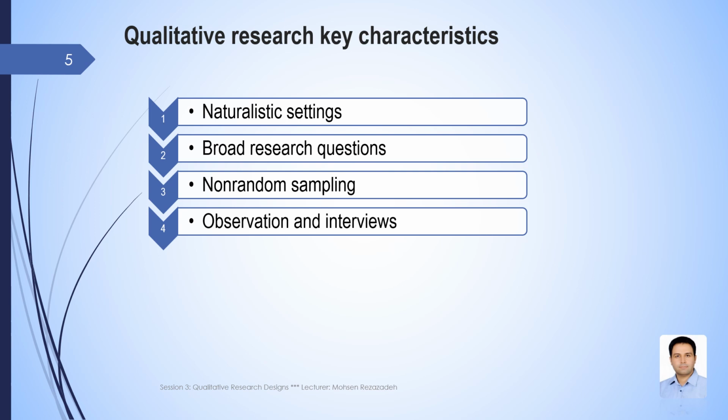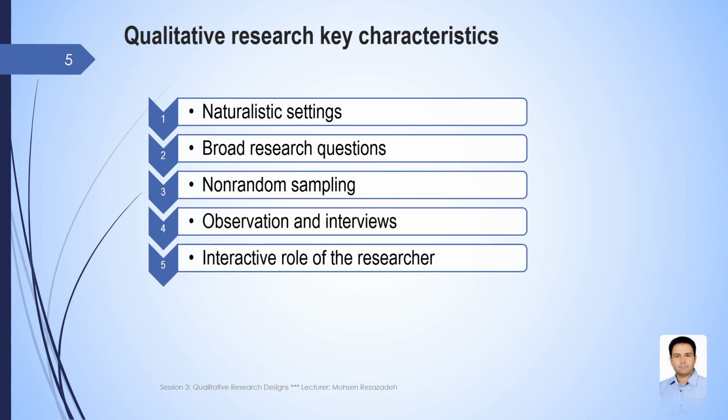Next is observation and interviews. Data collection techniques involve methods such as observation and interviews because they bring the researcher into close contact with the participants. Number five is interactive role of the researcher. Here in qualitative research, the researcher is likely to take an interactive role through which she or he gets to know the participants and the social context in which they live. This is why we say that it is a key characteristic because every qualitative researcher should have contact with the social context and with the participants.